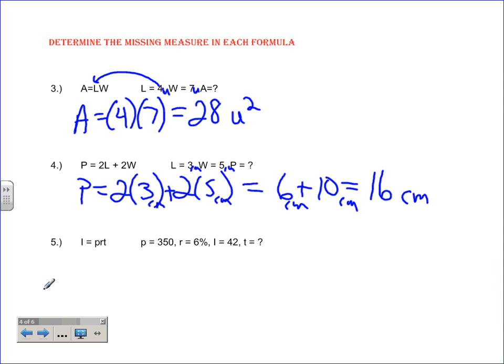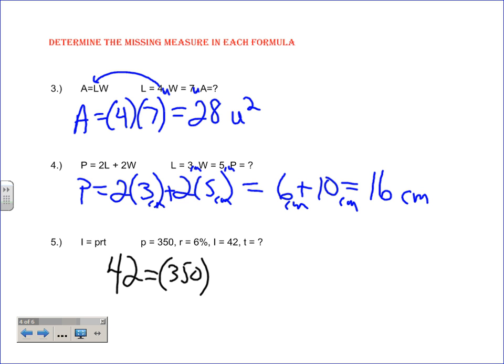All right, so let's replace what I can. Can I replace I? I can, right? It's 42. All right, so replace it. Can I replace P? Yeah, I know it. It's 350. Here's the key to any formula, and that's why I wanted to throw this one in there as well. Whenever you're going to use a percent as a calculation, don't use 6. In this case, it'd be 6%. Don't use the percent. Use its decimal form.